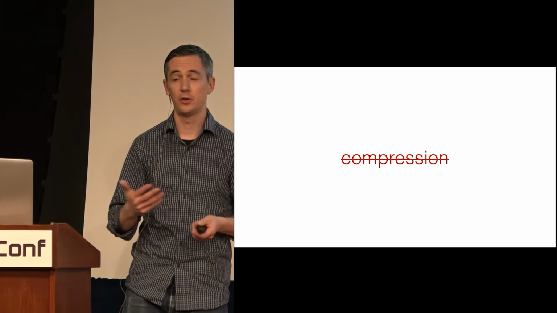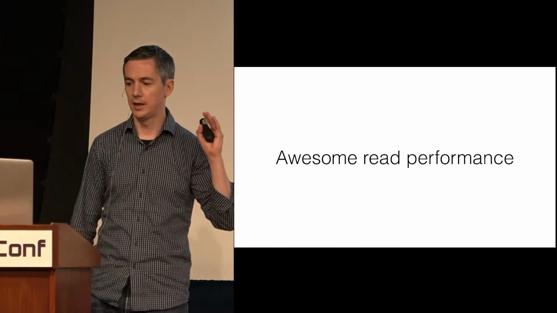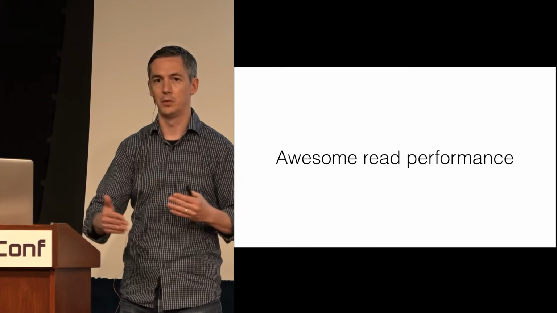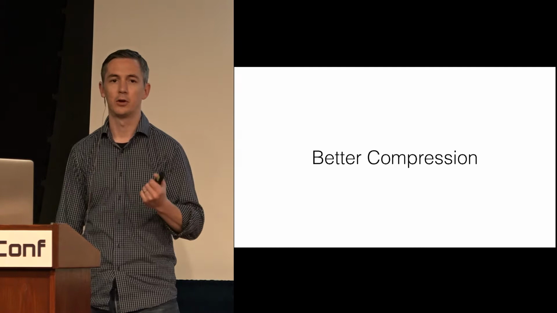So none of the solutions that we saw out there actually met our requirements, right? We needed something that supported high write throughput. We needed something that had really good read performance, which is the weird thing about time series. It's like the worst possible use case for databases, because not only do you have high write throughput, you also have high read throughput from all the dashboarding systems and monitoring systems and stuff that are just pummeling the database with range requests all the time. And we needed something with better compression.